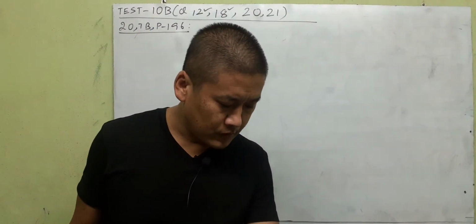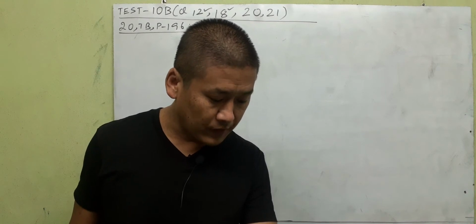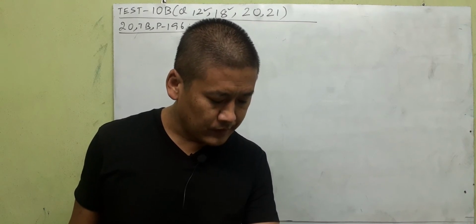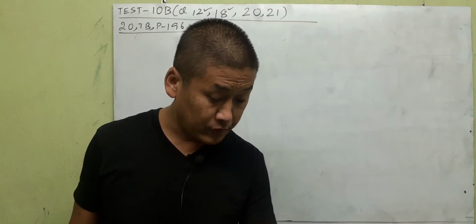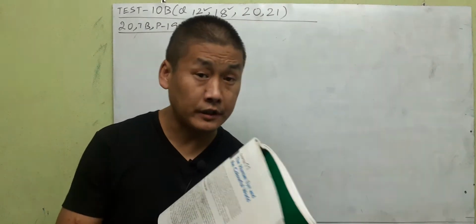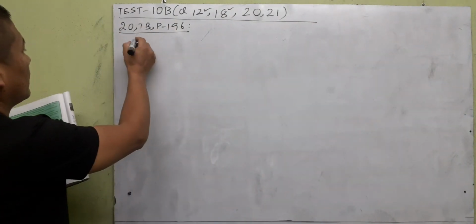Let me read the question for us. An object 5 cm in length is placed at a distance of 20 cm in front of a convex mirror of radius of curvature 30. So let's just write down that part.